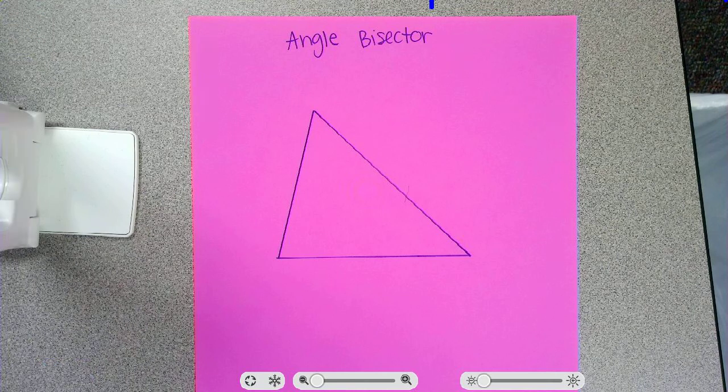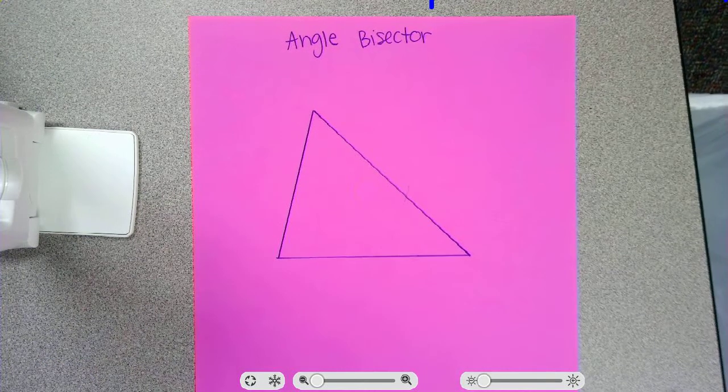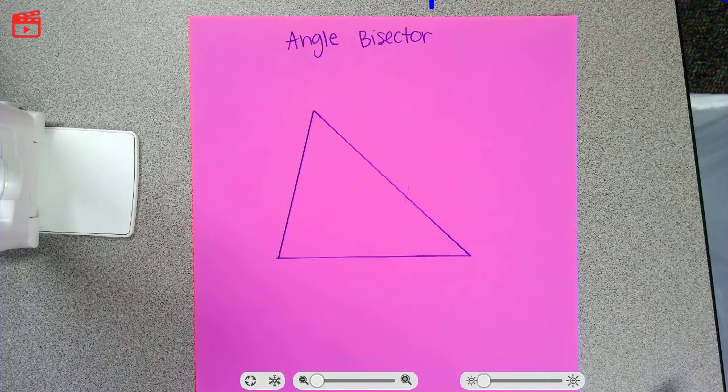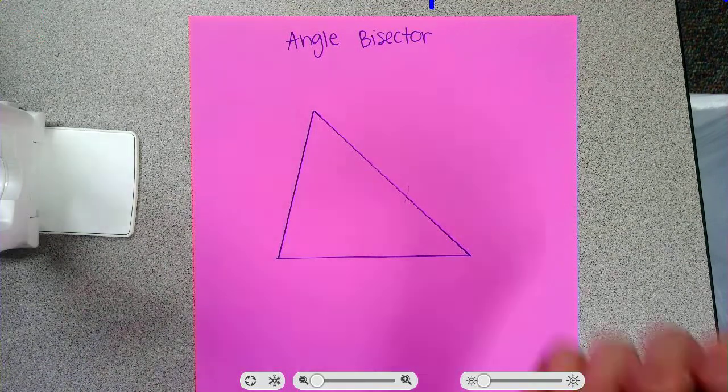All right, so first, an angle bisector. You should know how to make an angle bisector. We have made angle bisectors. So, the first thing that you do to make an angle bisector is you're going to go to one of your vertices.